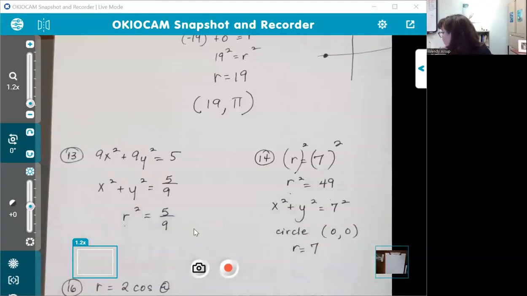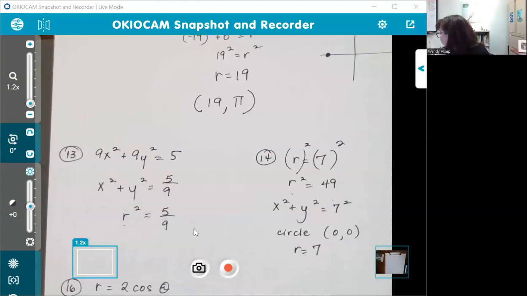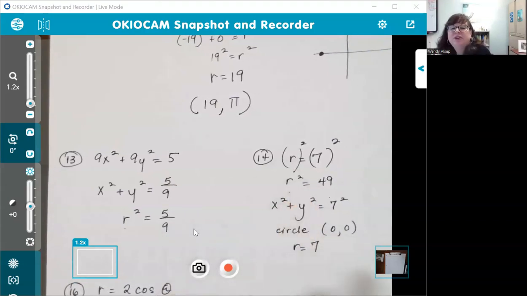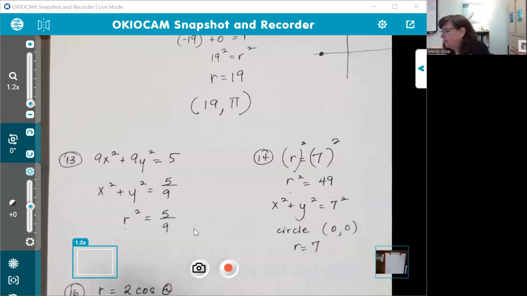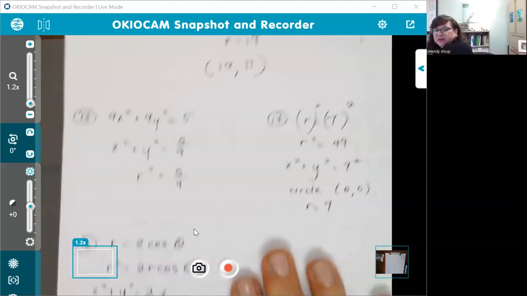All right, number 15. I think 15 was a straight line, but I didn't write anything down on it. If that one was a circle, I'm pretty sure 15 was a straight line. Probably a horizontal line, but you could have a vertical line as well. But just convert: if it's r cosine theta, you can make it x. If it's r sine theta, make it y. It's a pretty easy conversion there.